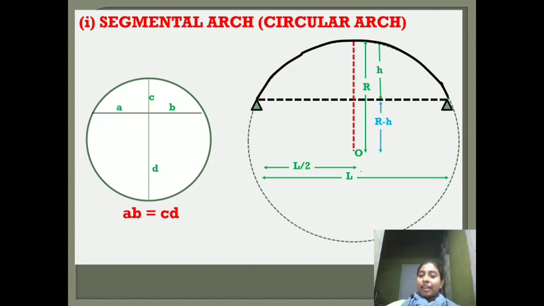So the span length is L, half of the span length is L by 2. Now, this is called the chord segment theorem. We know if a circle is segmented by two chords, so this is one chord, this is another chord, these two chords segment each other. These are segmented chords, so every angle is 90 degrees.